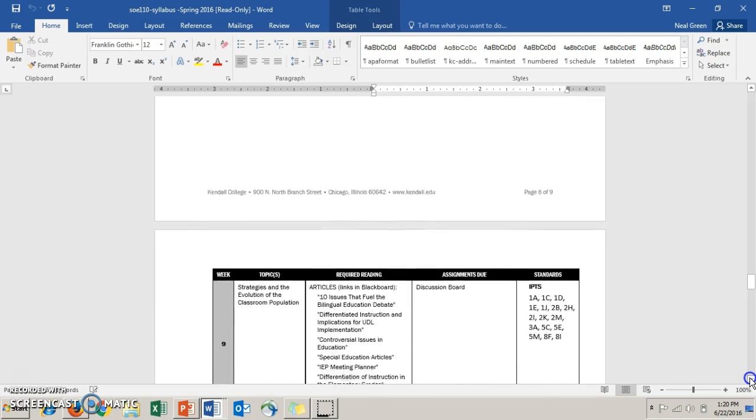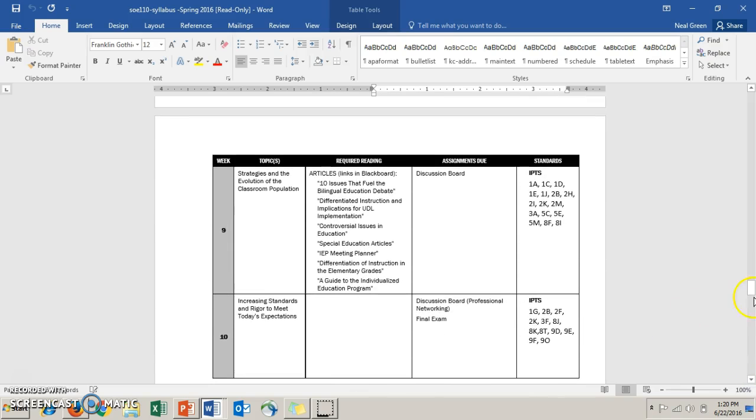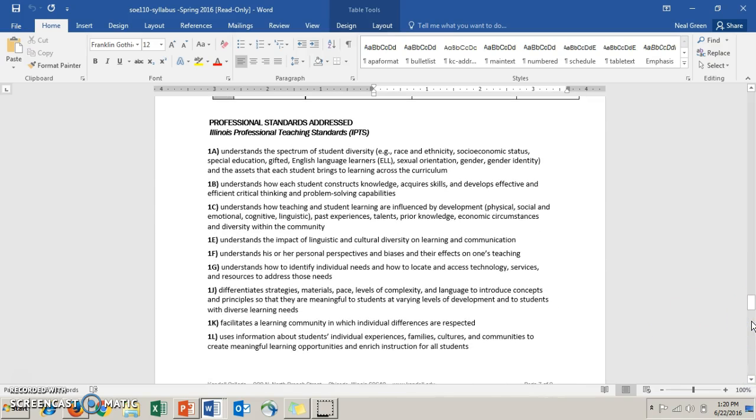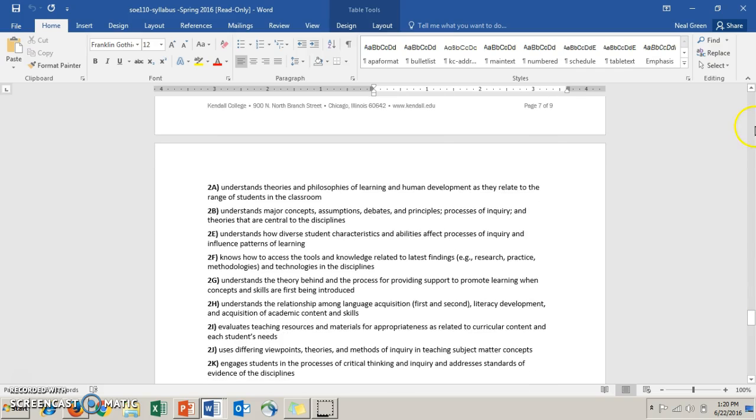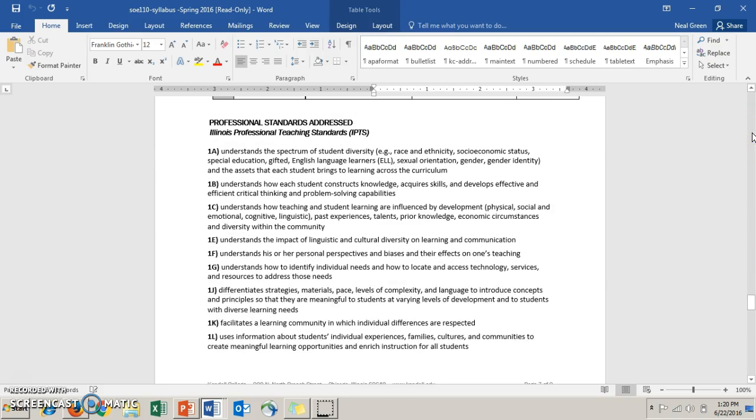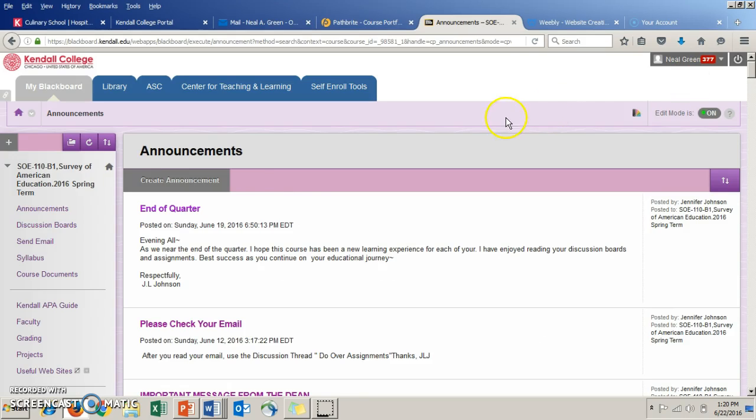So that's the syllabus. Again, that's where you want to spend a lot of time. Make sure you go through it and understand. Then you can take a look at all of these Illinois professional teaching standards that you are going to be awesome at by the time your course is over. So you want to spend time with your syllabus, make sure you understand, and ask questions if you don't.